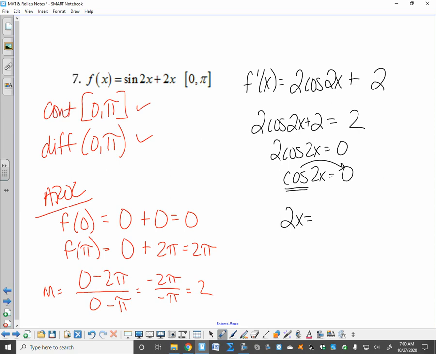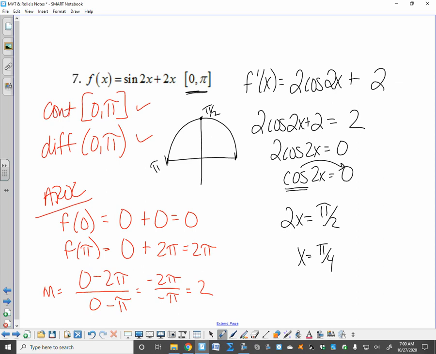Now, cosine is 0 lots of places, but I only want to be on the interval from 0 to pi. Cosine is the x value, and x is going to be 0 up here at pi over 2. So that happens at pi over 2. Okay, then I'm going to divide by 2, and I'm going to get pi over 4, which is in my interval.